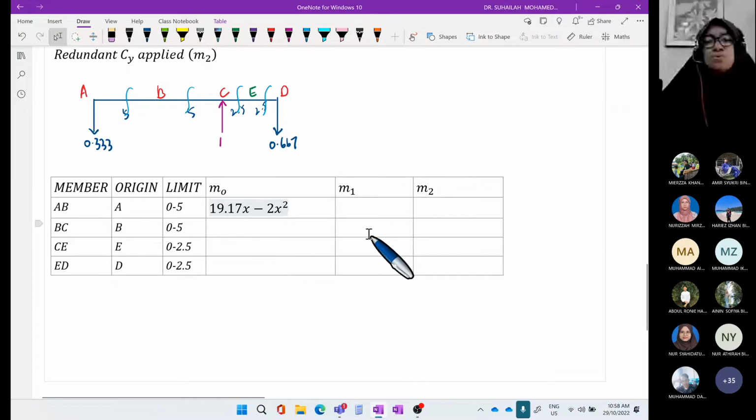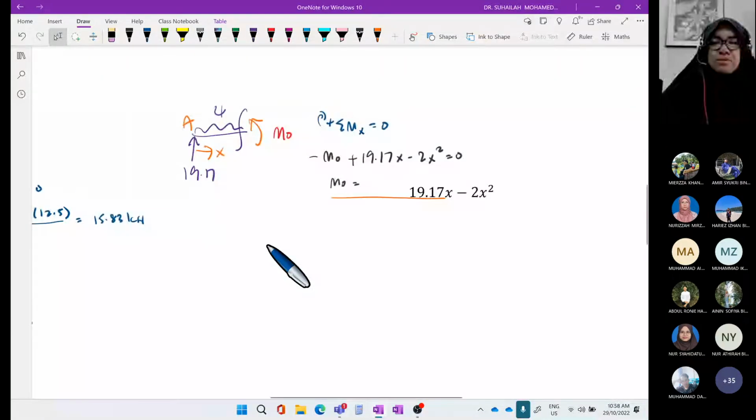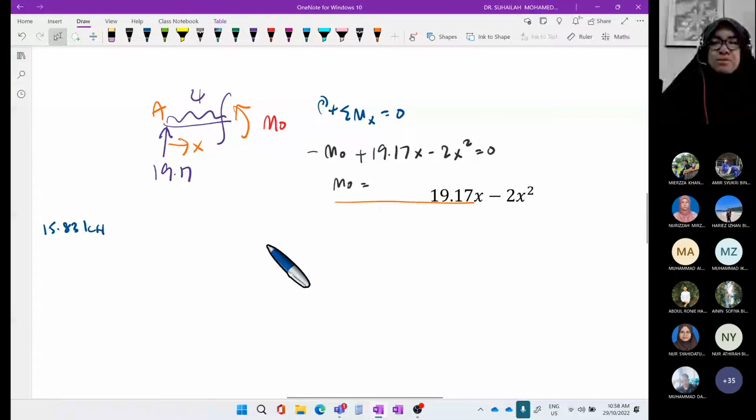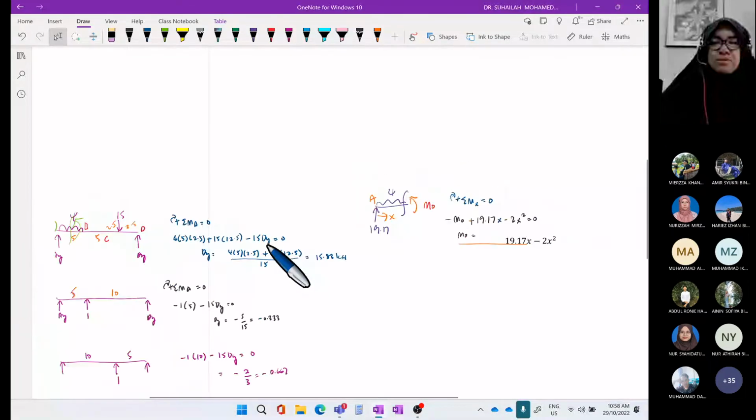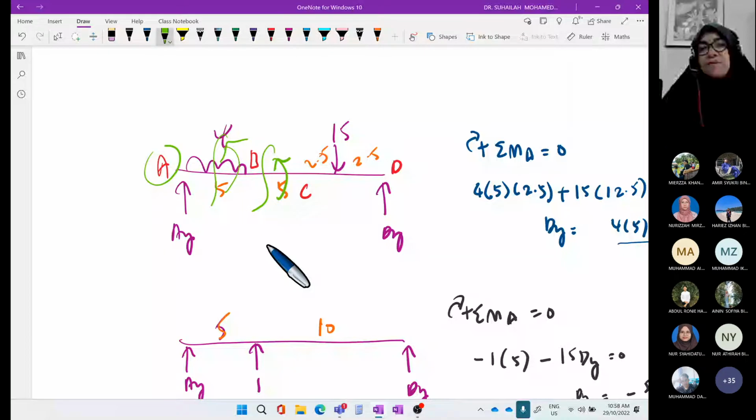Origin B. Okay, origin B, cutting section. So we have to take from A, even though it is origin B, but we have to consider the section starting from A. Only X starts from B. Okay, we draw the diagram.